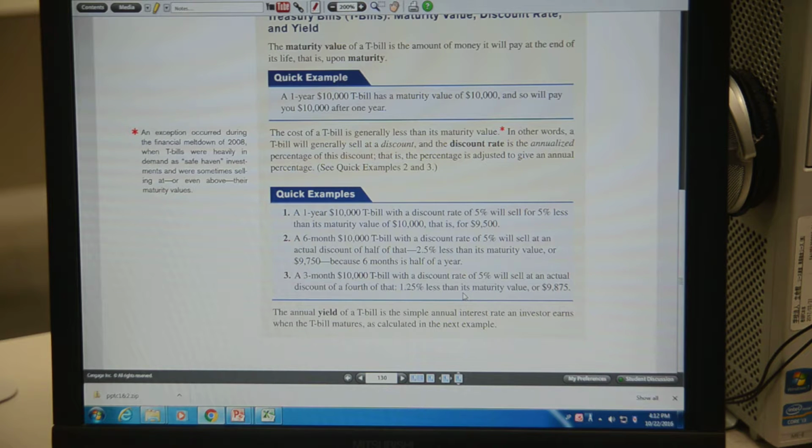The annual yield of a T-bill is the simple annual interest rate an investor earns when the T-bill matures. Okay, now here, pay attention. This is that question I asked you before. Remember I said 5% more, if you take 5% more of 9,500, do you get 10,000? No, right? That's where this comes in. This yield calculation is that calculation.